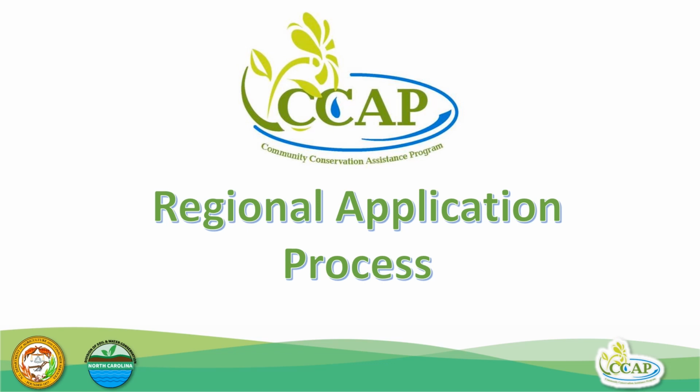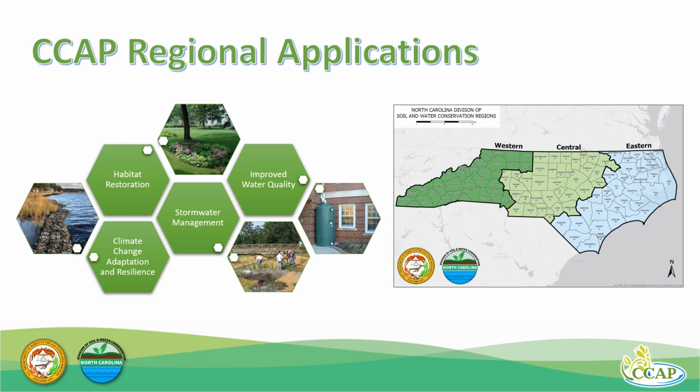The intention of this video is to share some important dates and information regarding the regional application process. The Community Conservation Assistance Program, or CCAP, is a voluntary incentive-based program designed to improve water quality through the installation of various best management practices, or BMPs, on urban, suburban, and rural lands not directly involved with agricultural production. The 17 BMPs in the program can have a positive impact on water quality while improving habitats, increasing stormwater management, and contributing to climate change adaptation and resilience.